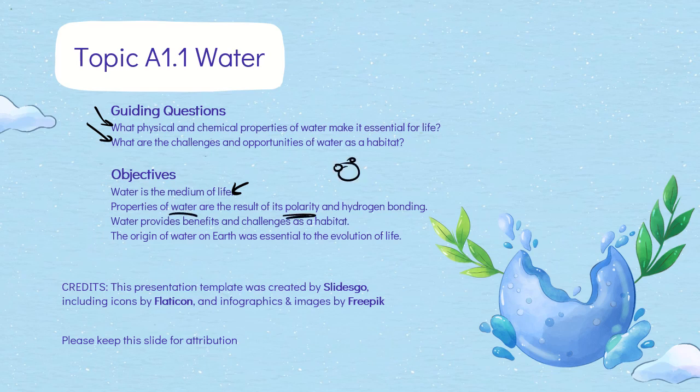Remember that the hydrogen sides are partially positive, the oxygen side is partially negative. Because of that polarity, hydrogen bonding can occur. The oxygen side of one water molecule is attracted to the partially positive side of another water molecule. Water provides lots of benefits and challenges as a habitat because of its viscosity and its buoyancy and its thermal properties. And then that origin of water on Earth, water getting here and staying here, was essential for our evolution.